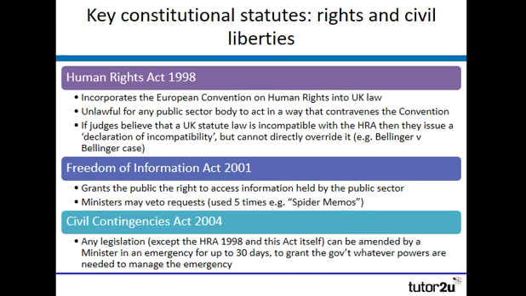It makes it unlawful for any public sector body to act in a way that contravenes the European Convention on Human Rights. If judges believe that a UK statute law is incompatible with the Human Rights Act, then they will issue a declaration of incompatibility, but they do not have the power to directly override it. Remember that the UK Constitution allows for parliamentary sovereignty only.